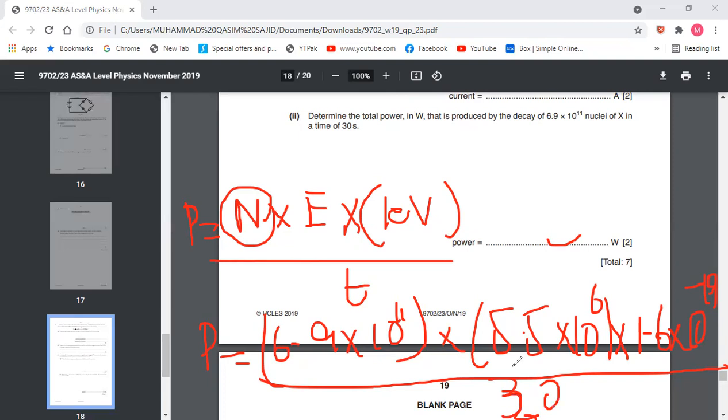ये आखिरी हो गया, इसके बाद I'm off. This is the last question. So I find the value, अगली बार थोड़ा जल्दी start करेंगे sir. 0.020 watt. This is the answer. So this is the end of the paper number 9702/23 AS and A level physics paper.